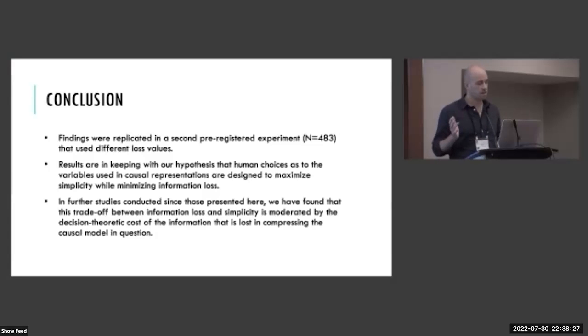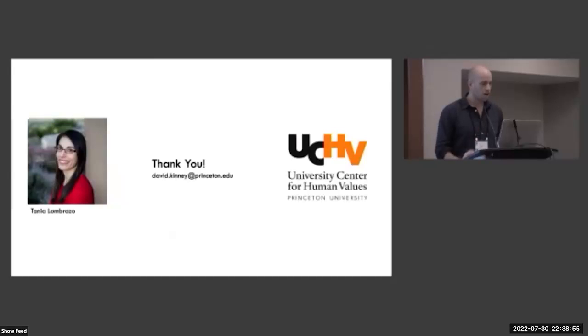In some further studies that I'd be happy to discuss in Q&A, we found that this trade-off is moderated by the decision theoretic cost of the information that's lost in compressing the causal model. So where information is lost on our measure in a compressed causal model, but where the participant is put in a decision context such that that information loss is irrelevant to them, participants will happily lose that information, right? And so the trade-off only really starts once you get up to the point that there's a clear decision theoretic cost. So I'll stop there.